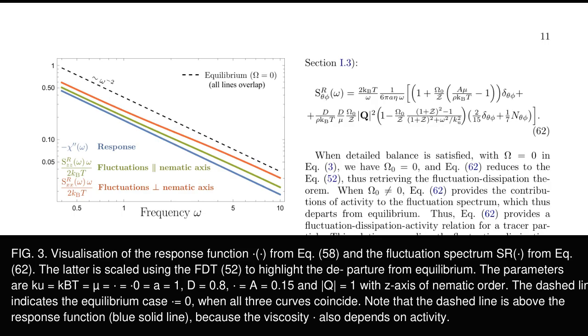When activity is present and gamma is non-zero, this symmetry breaks down. The scaled fluctuation spectrum deviates from the response function, highlighting non-equilibrium behavior, where fluctuations are no longer entirely dictated by dissipation. Moreover, because of the nematic ordering characterized by Q, the spectrum becomes anisotropic, differing along directions parallel and perpendicular to the order axis. Thus, this figure illustrates a generalized fluctuation-dissipation activity relation, quantitatively capturing how activity-induced breaking of detailed balance modifies the frequency-dependent mechanical response and spontaneous fluctuations in active gels.